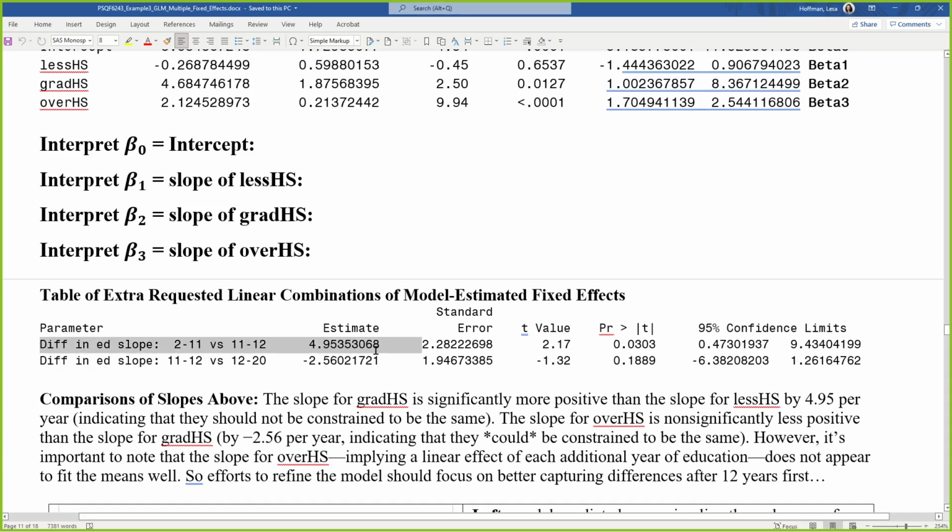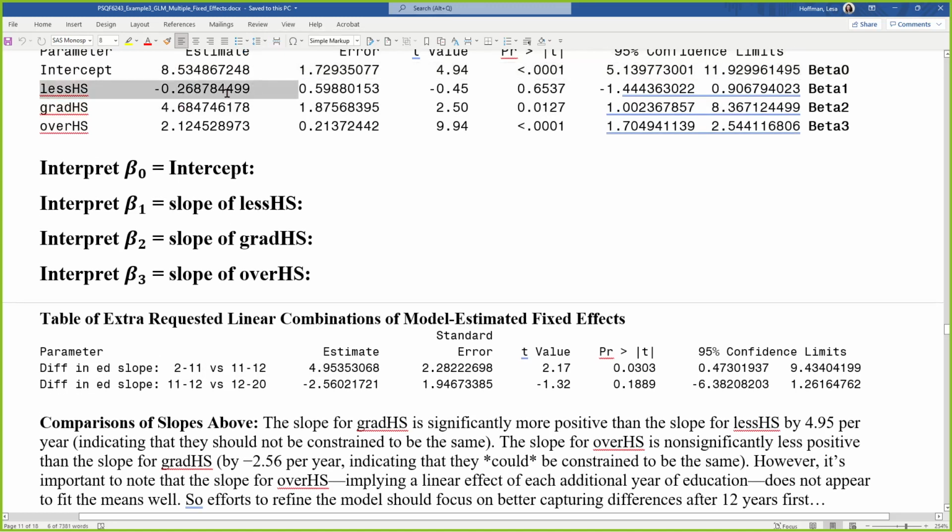So here's one difference. 4.95 is how much more positive the slope for the change from 11 to 12 is than the slope previous to that. So this slope of negative 0.27 differs from this slope of 4.6 by 4.95. And that difference is significant. So what that's telling me is that these two numbers are not the same.